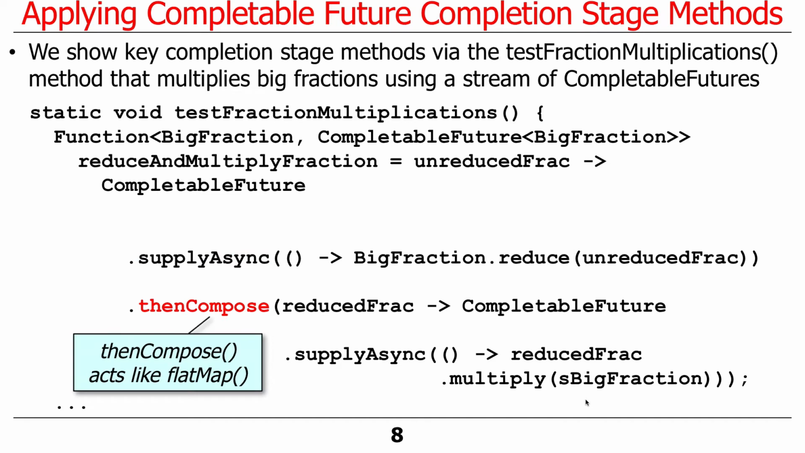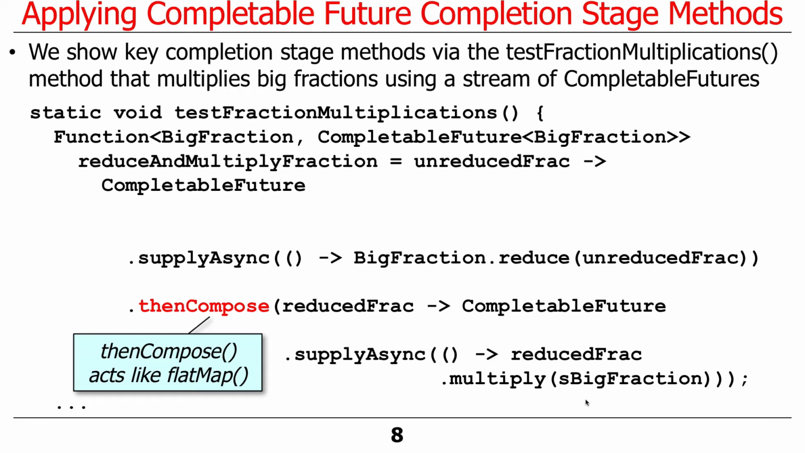And then when we're done with that computation, we're going to go ahead and multiply the reduced fraction by some other big fraction. Reduction could take a while if you have a big enough numerator and denominator, and multiplication could take a while if you have a big enough numerator and denominator, right? So these are both things that will take a while to run. So in both cases, we're going to run them asynchronously.